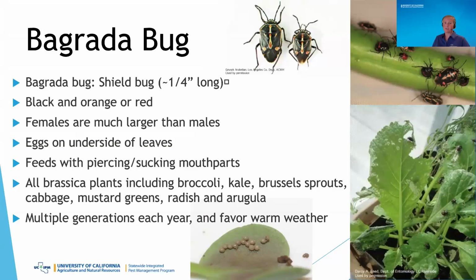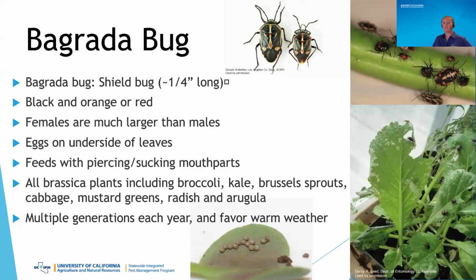But it can quickly damage your crops, especially during warmer times of the day, during the seasons when we're growing these crops. The bagrada bug is a type of shield bug, about 1/4 of an inch long, with a distinctive black body marked with orange or red patterns. The females are larger than the males, which you can see in the picture on the top there. They lay their eggs on the undersides of the leaves, you see on the bottom here. They're always hidden from view.